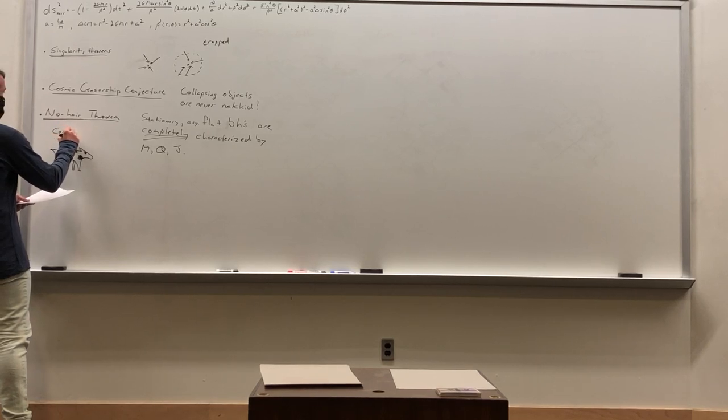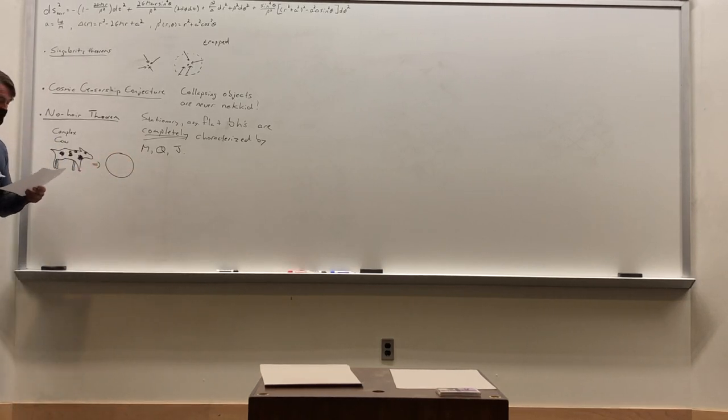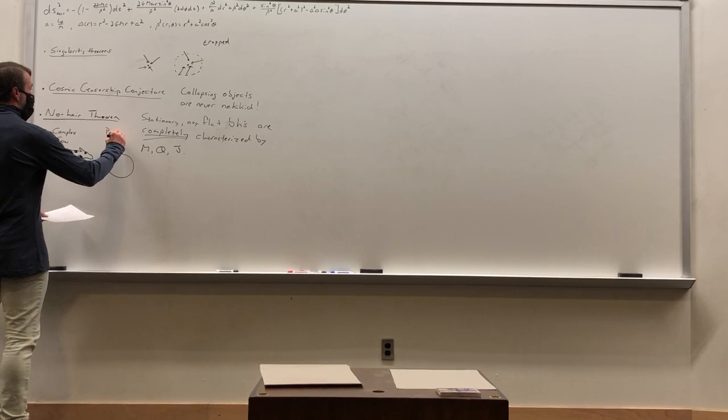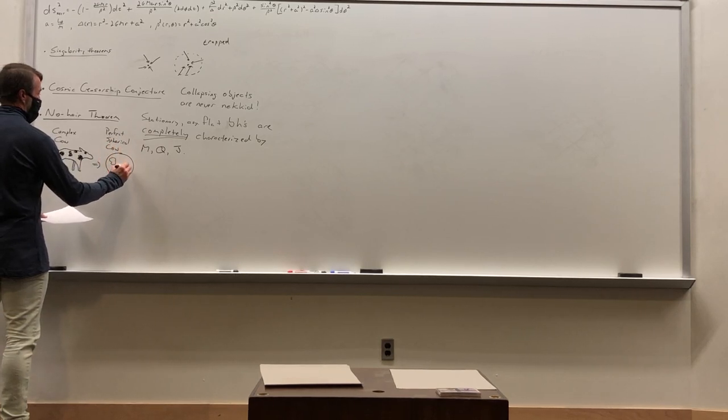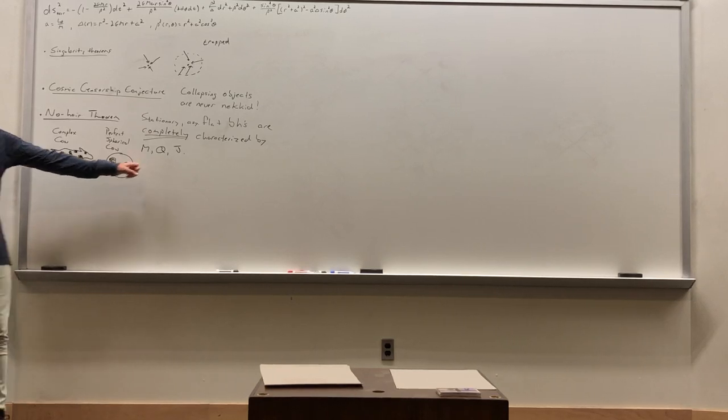This is, of course, a complex cow. He will become a perfect sphere. This is a perfect spherical cow. And I'm saying this because this cow has a ton of information. It's got a name. It's got its spot pattern. It's got its size. It's got its shape. It's got all this information. If you collapse it into a black hole, the only thing it's going to have are these three pieces of information.